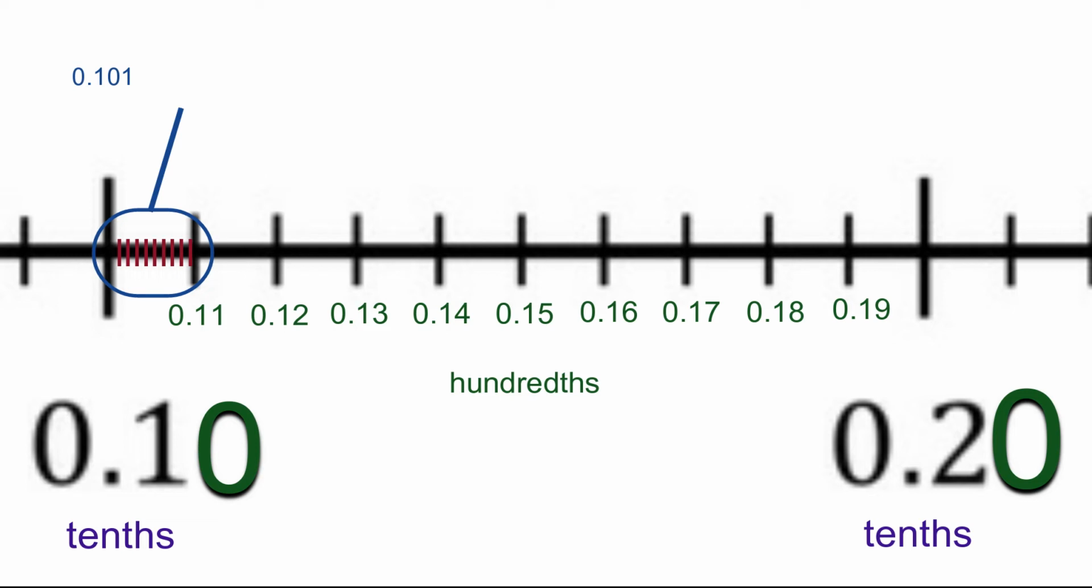Then I'll have 0.102, 0.103. Do you see the pattern? Keep going. 0.104, 0.105, 0.106, 0.107, 0.108, 0.109, and then I'm at 0.11.